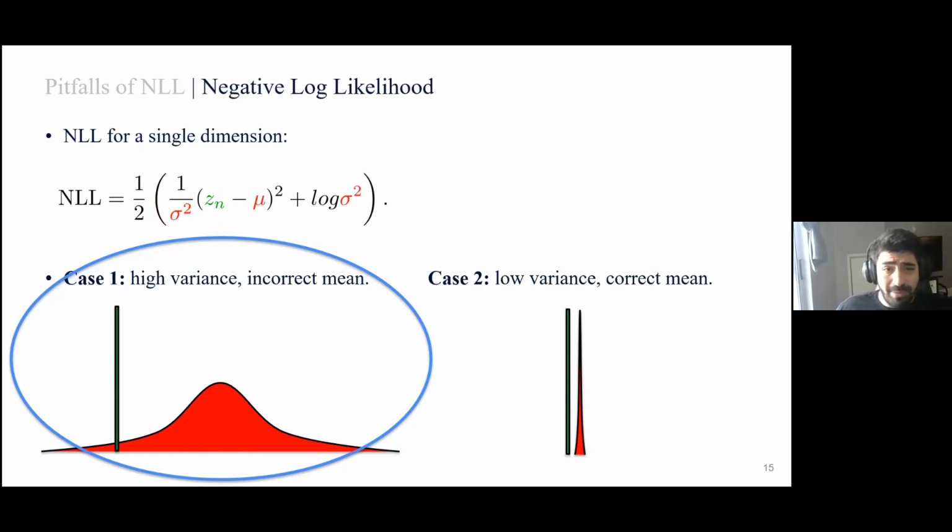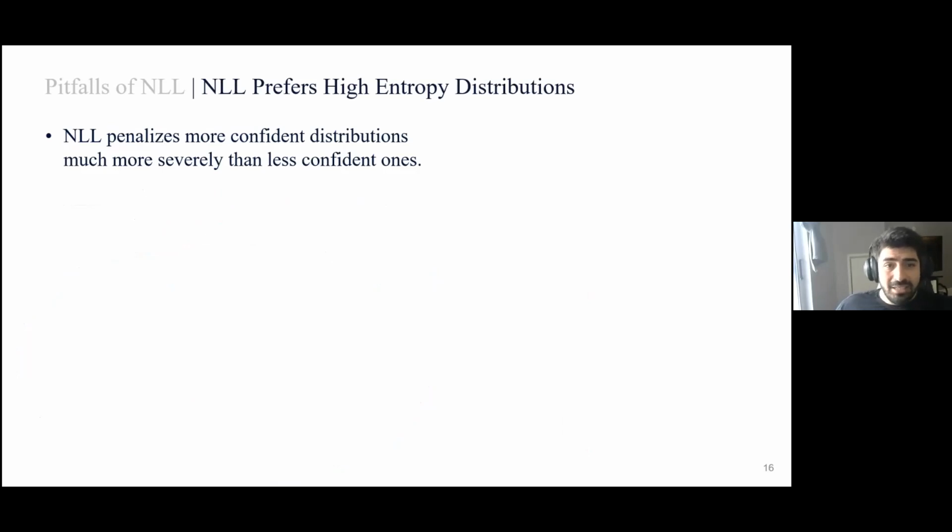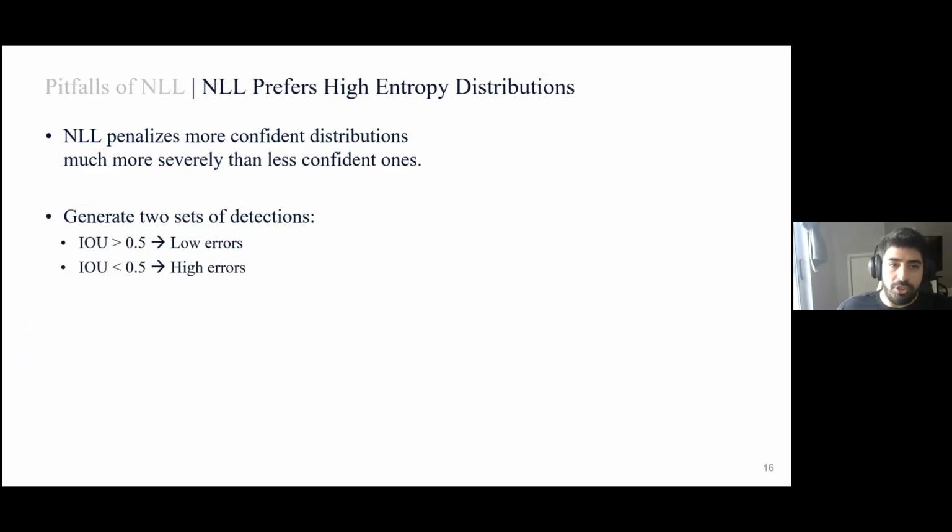Now, why is this problematic? This is problematic because negative log likelihood tends to penalize more confident distributions much more severely than less confident ones. To show this, we create a toy example in the context of object detection. We generate two sets of detections, one with low errors and one with high errors. We will be using IOU, intersection over union, to measure the errors.